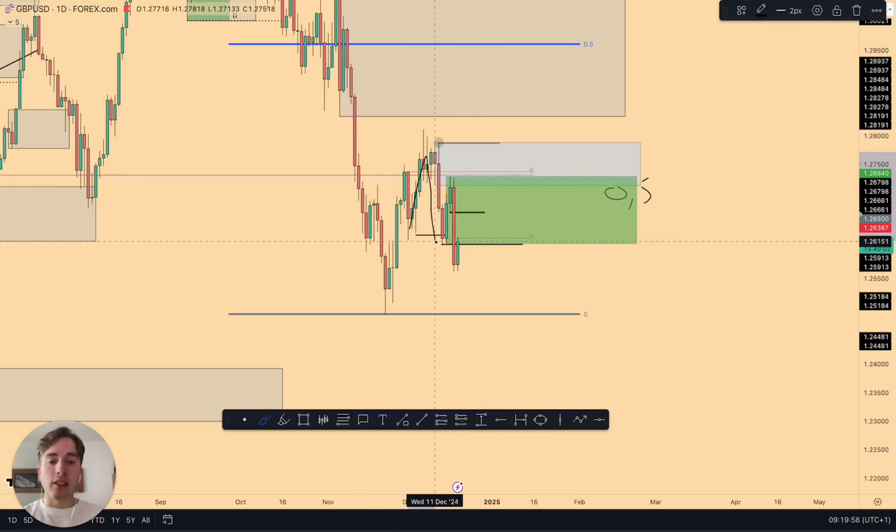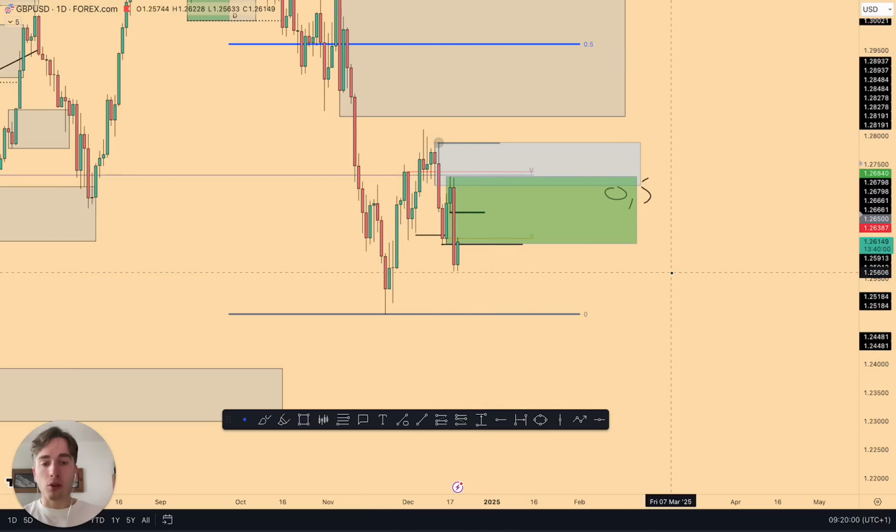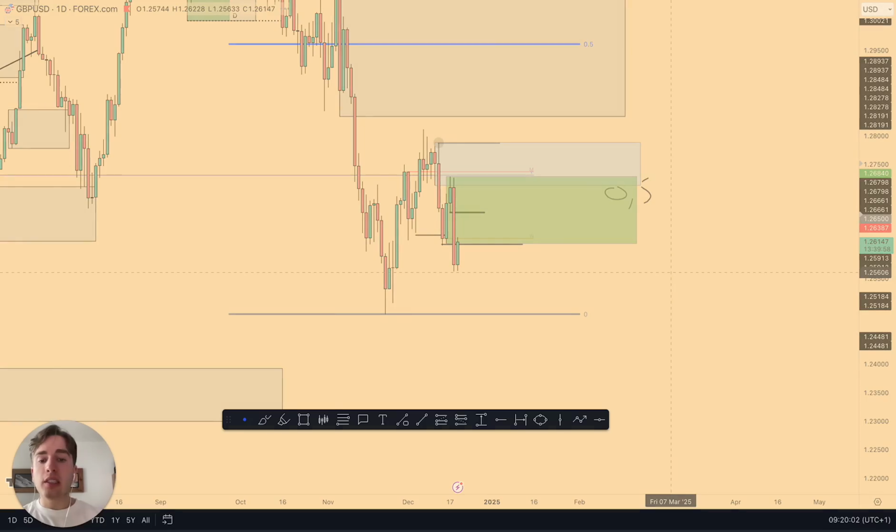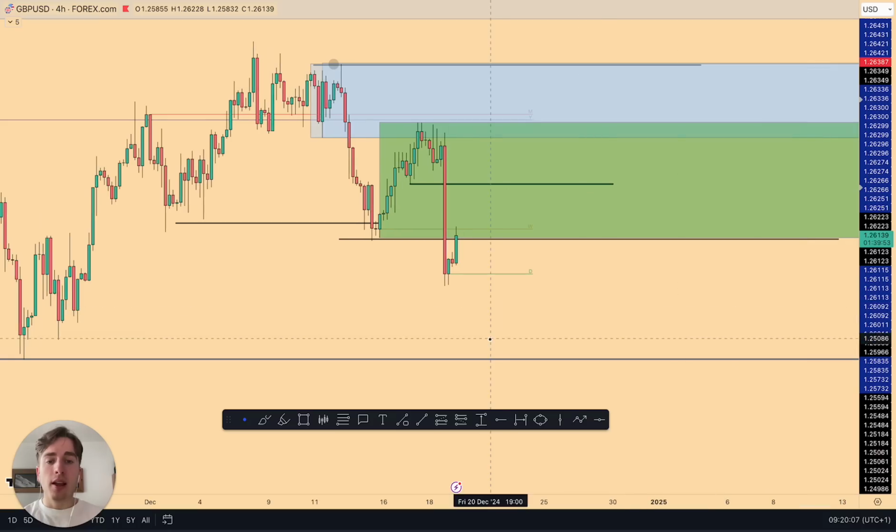The overall order flow is simply bearish, so I'm only looking for shorts, not for longs. Are we going to see a short? I do not know. When do we understand that we're going to see a short? Well, if we see a market structure shift inside of that daily area of supply.